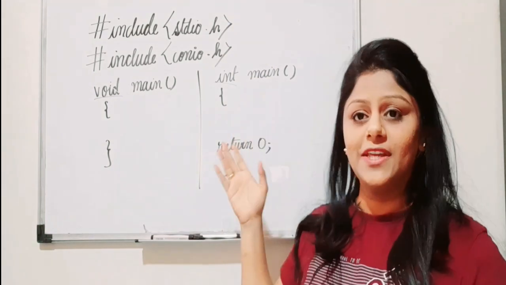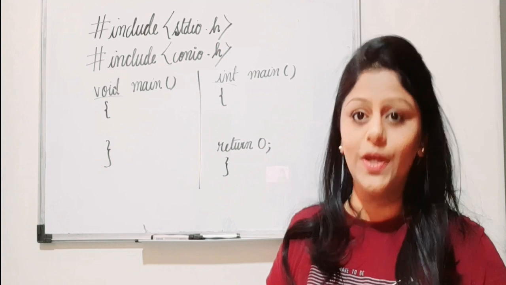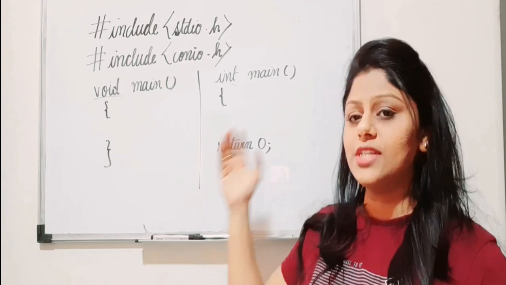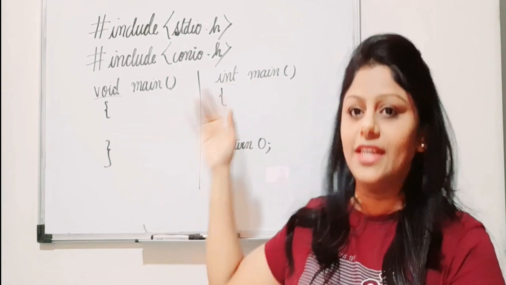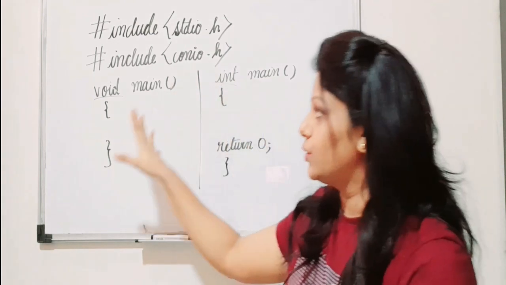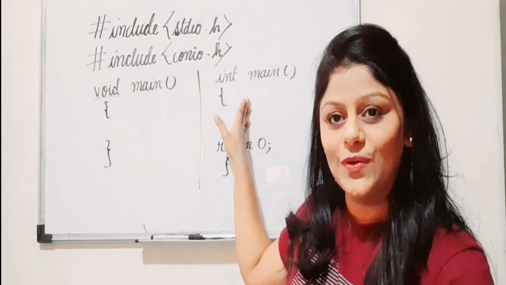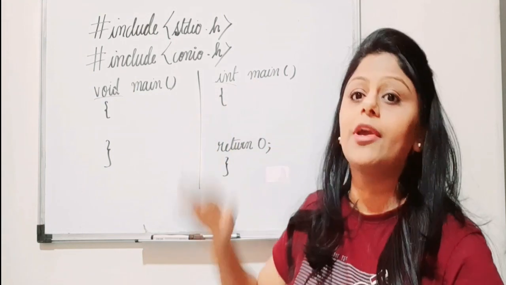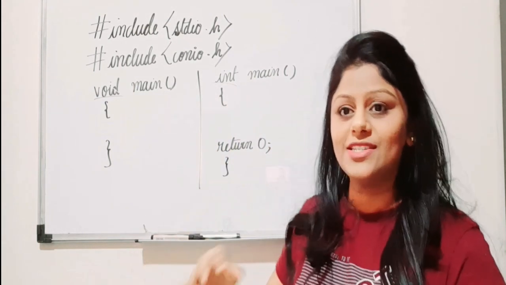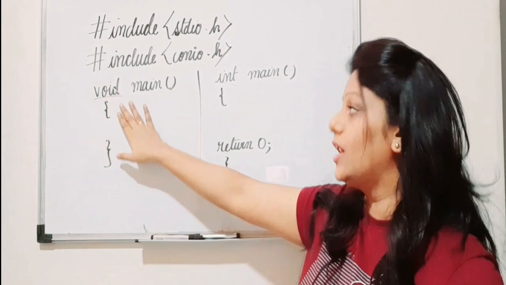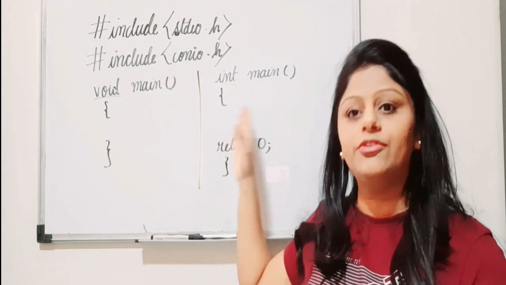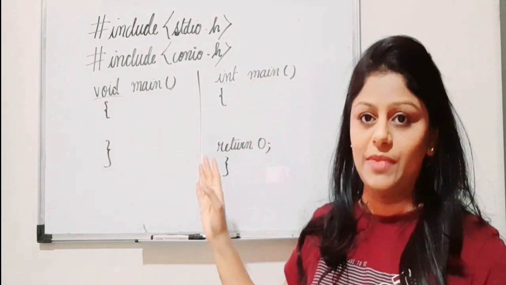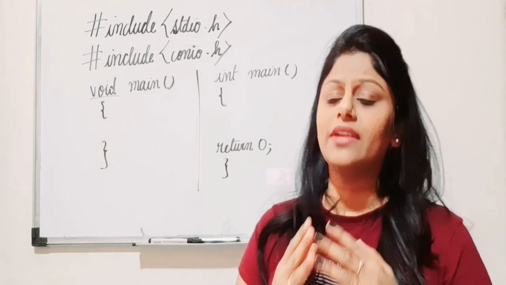But here we have int. Int means what? Integer, correct? So some integer return type will be there in this case. But usually what people say is to follow int main, because for only the basic programs you will use this void main, but for the advanced programs you have to definitely use this int main. Okay, so I'll explain with a real-time example.